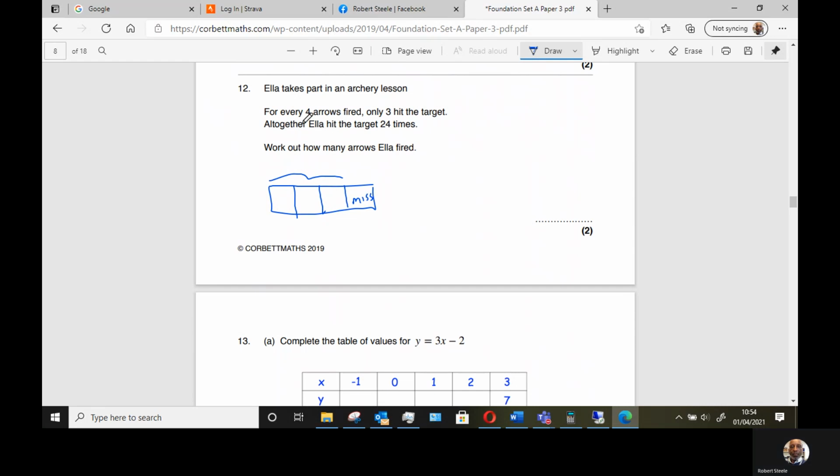So if Emma hit the target 24 times, then the 24 has to be spread across here. So 24 split 3 ways, 8, 8, 8. If all of the parts of this sketch are 8, then 32 arrows were fired. Yeah, 8, 8, 8, 8, add together 32.